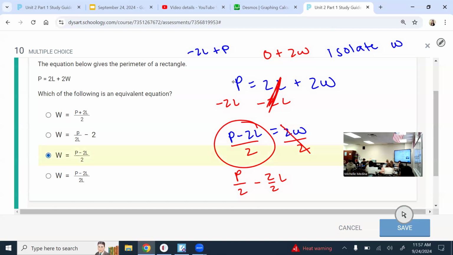Okay, good. Wait, did you say this one? Not the one that's over 2L. We did not divide 2L, and I can just divide. Or is it right? Yes, it is. The other way to write it, that could also be right, is this way. But I don't see that option.